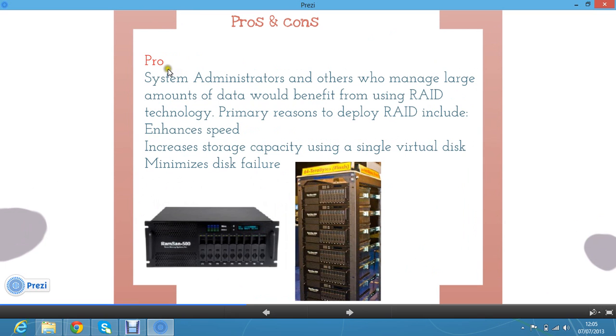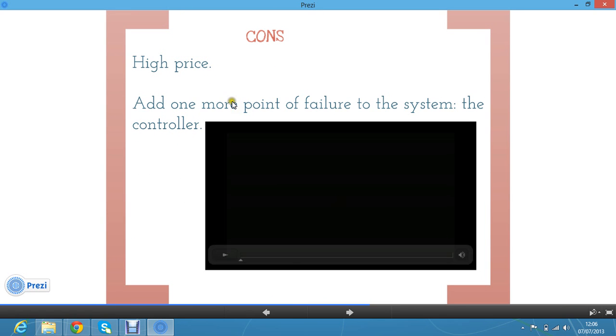Pros and cons. Pro: system administrators and others who manage large amounts of data would benefit from using RAID technology. Primary reasons to deploy RAID include enhanced speed and increased storage capacity using a single virtual disk. Cons: high price adds one more point of difficulty to the system, the controller.